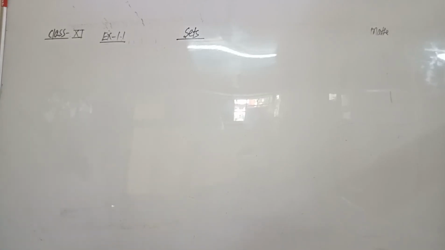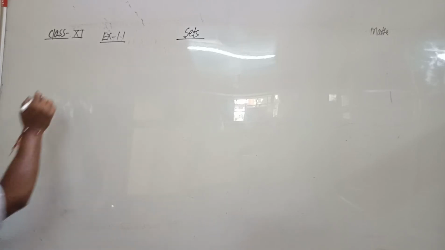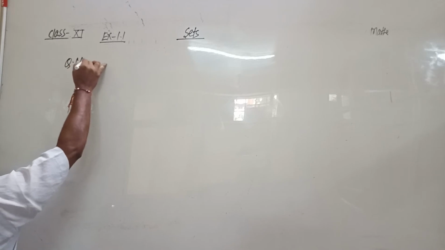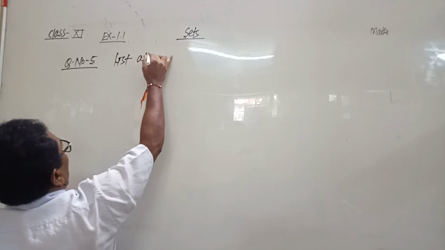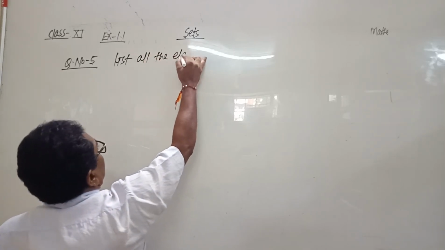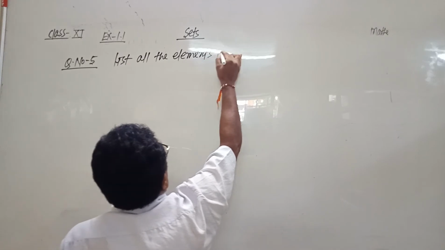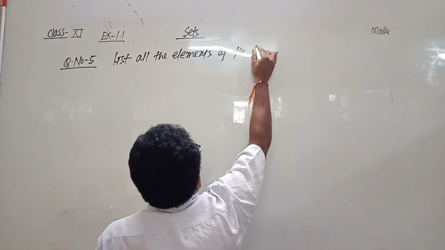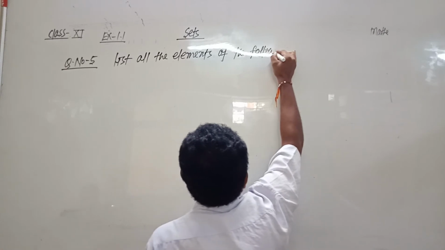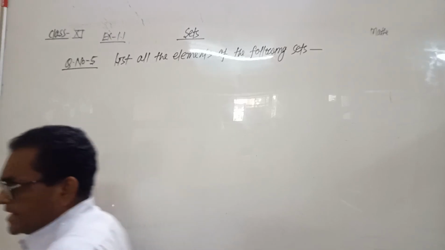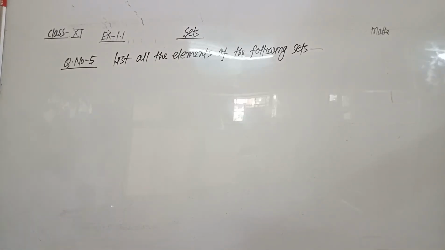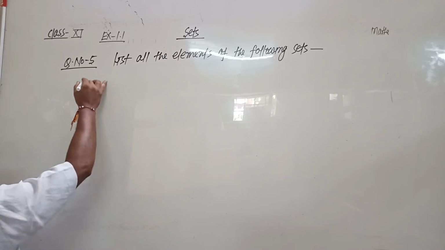Now, fifth question. List all the elements of the following sets. We have to write the elements of the given sets. First is A equals {x such that x is an odd natural number}.